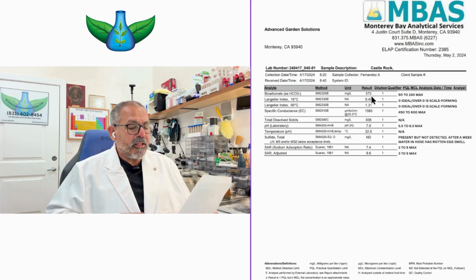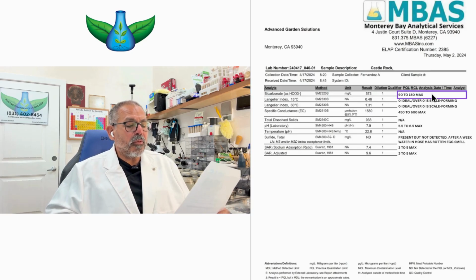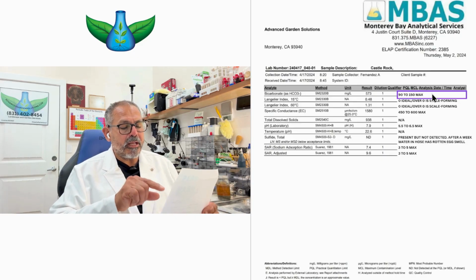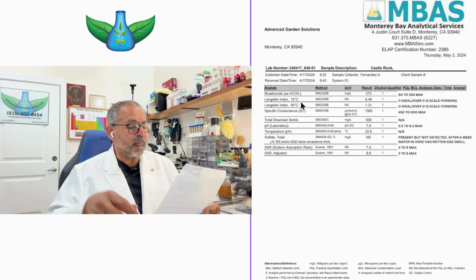This is bicarbonate dissolved in the water, and this one is also high. We have 573 parts per million, when a good range will normally be between 90 and 150 parts per million maximum. High bicarbonate levels limit the uptake of iron, zinc, manganese, and phosphorus by the plants. That is part of why plants are deficient in these elements.